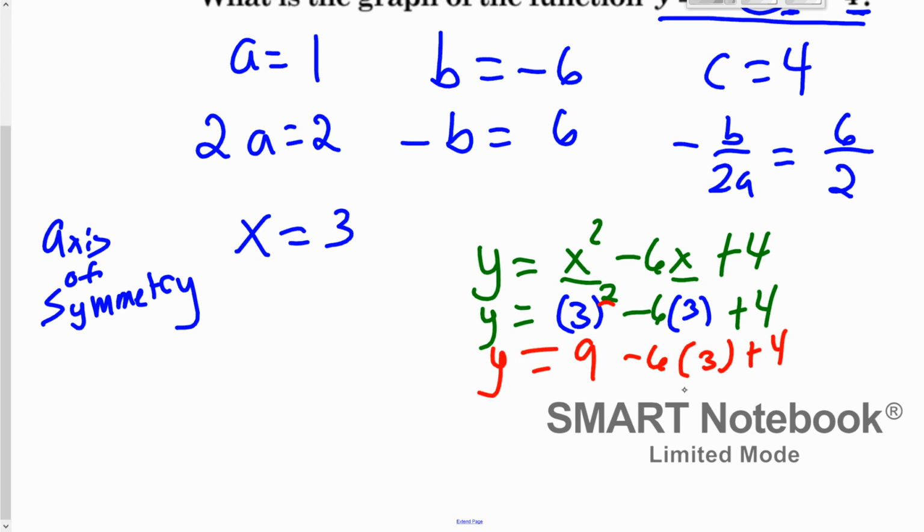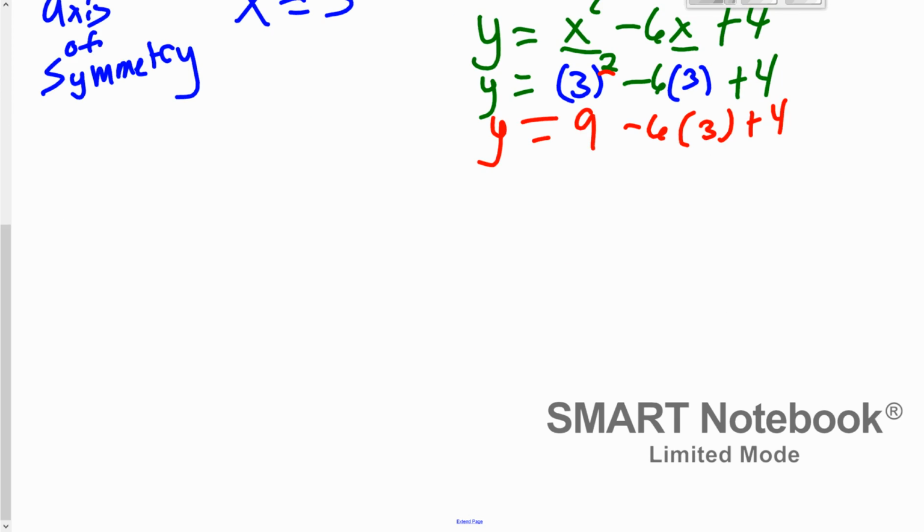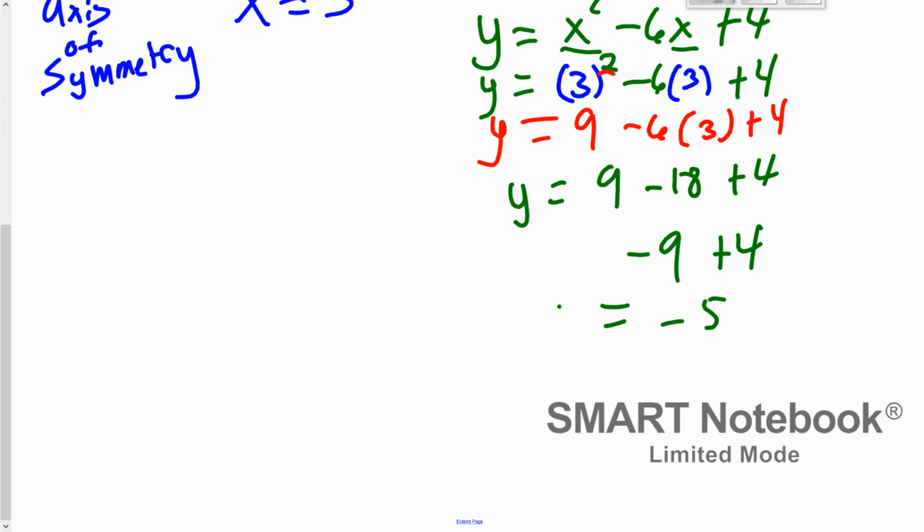After all the squareds are done, then we go ahead and multiply. So here we have multiplication, negative 6 times 3, that's negative 18. Then we go ahead and add and subtract. 9 minus 18 is a negative 9. And negative 9 plus 4 is a negative 5. So there's our y value.